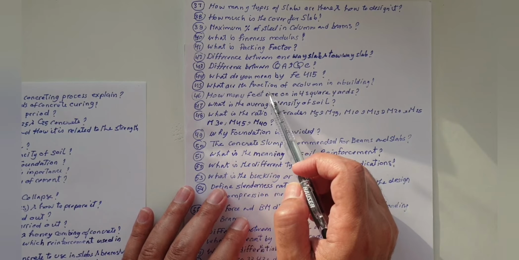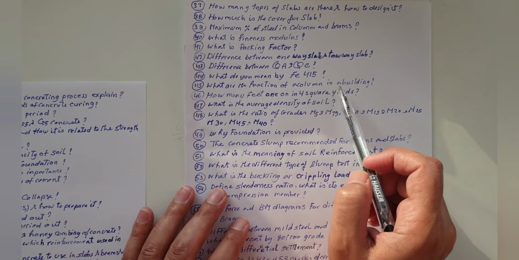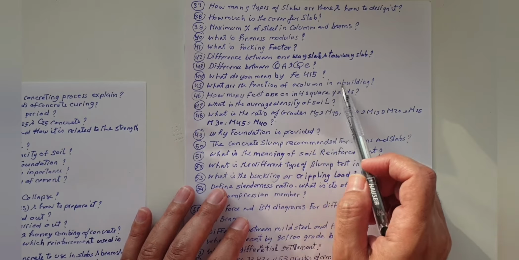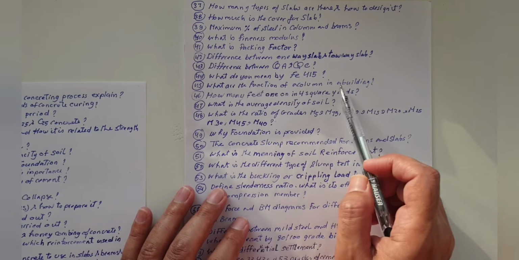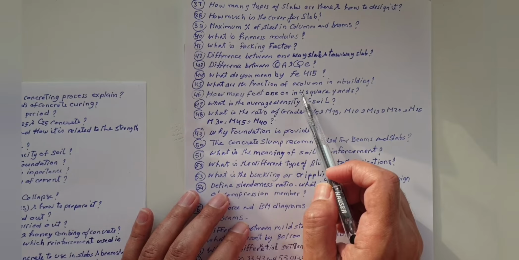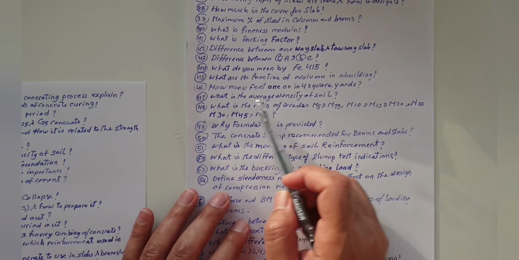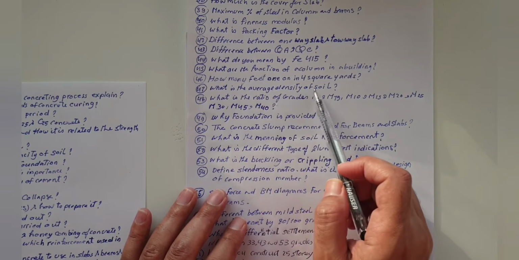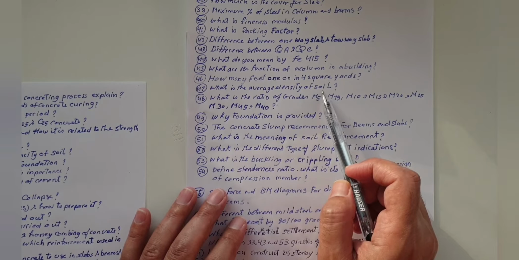What are the functions of a column in a building? Function of a column in a building, or function of a beam, or function of a slab, or any part of the building? How many feet in one square yard? What is the average density of the soil? Or asking about the bearing capacity of the soil.